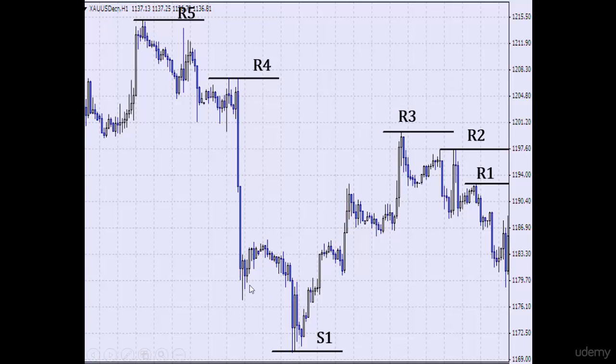Remember, past support, past support, past support, because here's where the market's at. The market has fallen below these levels, so these levels are no longer support levels. These levels are now past support levels. This is the only support level we can see in this picture. All these levels are past support levels, just as these are past resistance levels.